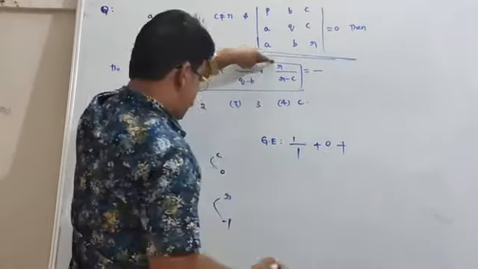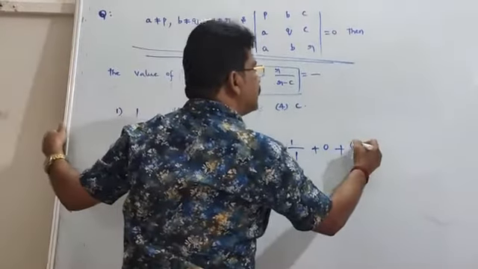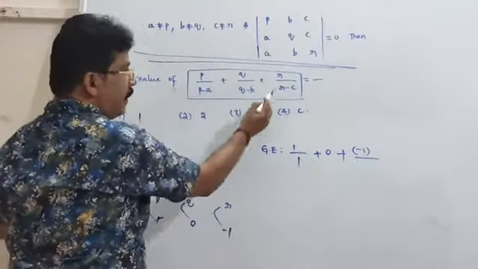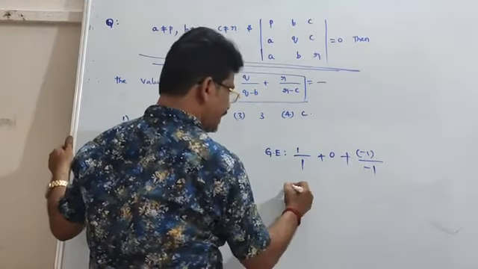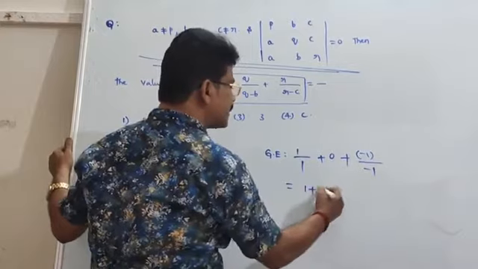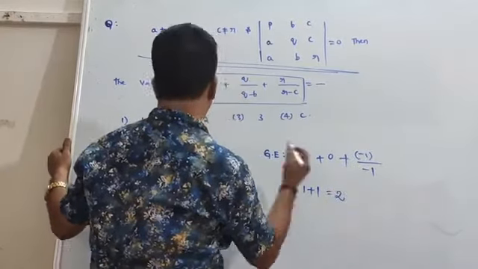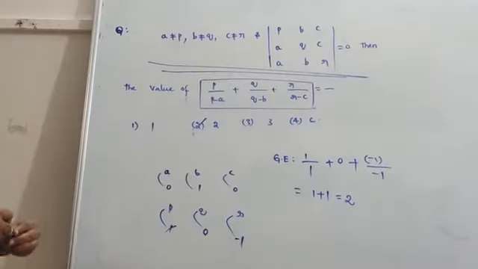Okay. Plus R is what? Minus 1. This is minus 1 divided by R minus C. R minus C, minus 1. So that is equal to 1 plus, minus minus cancel, 1. That is equal to 2. The second option is right. Over.